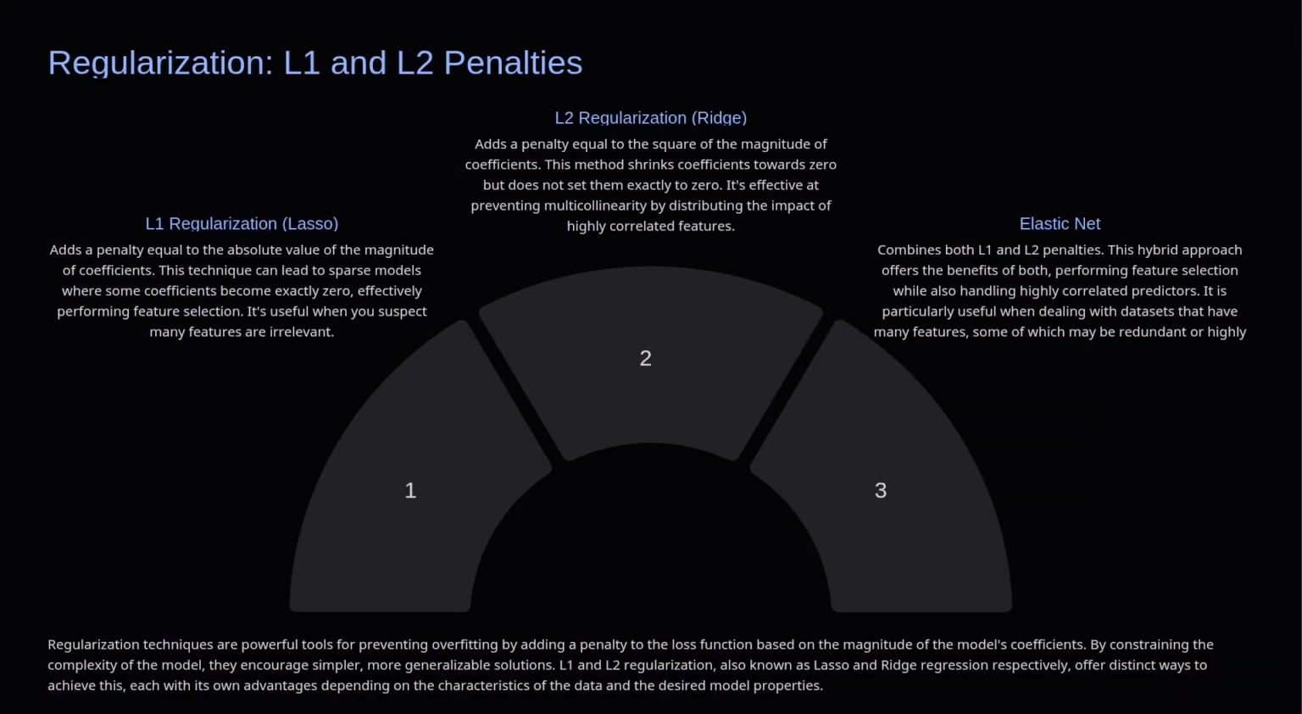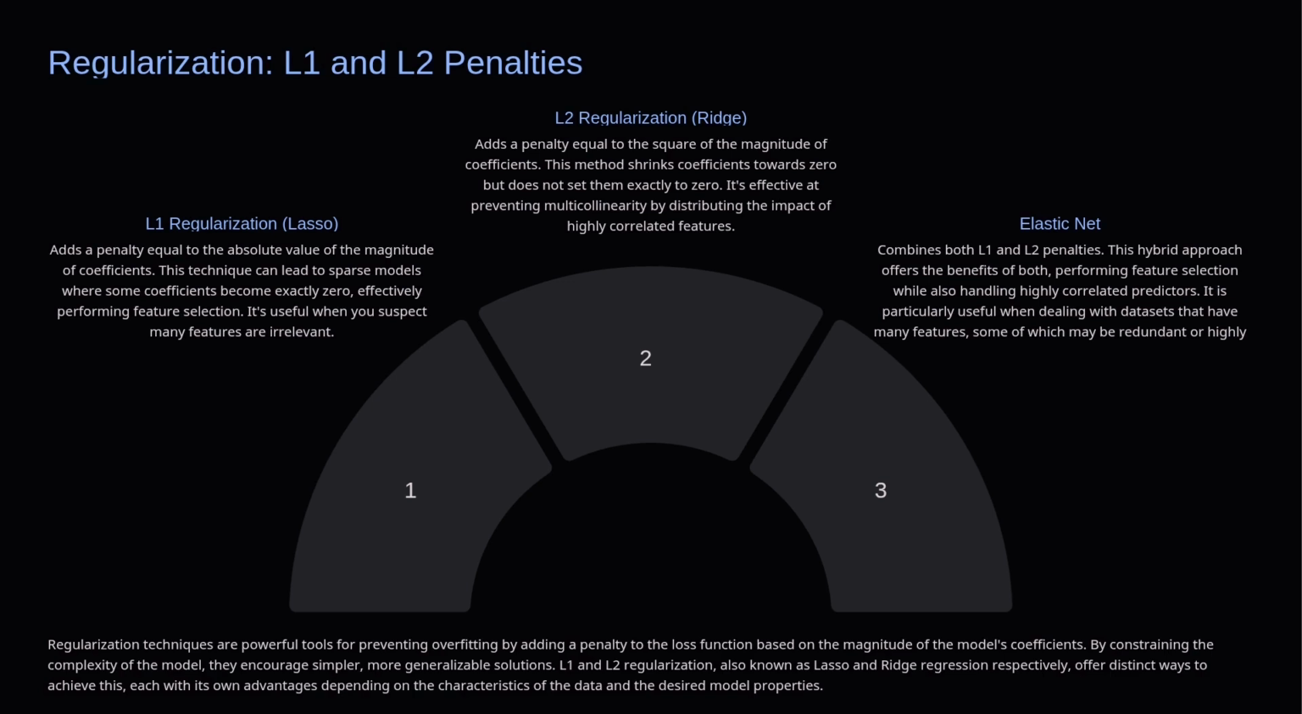So now let's talk about regularization. Here we are going to talk about L1 and L2 penalties. So basically regularization is going to help us avoid overfitting by discouraging overly complex models. First of all, we are going to talk about L1 regularization, which is also known as Lasso. It penalizes the absolute values of coefficients. It can shrink some of them to zero, effectively performing feature selection.